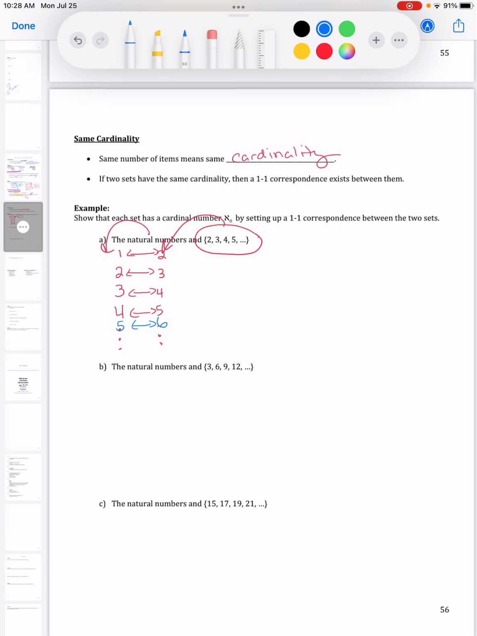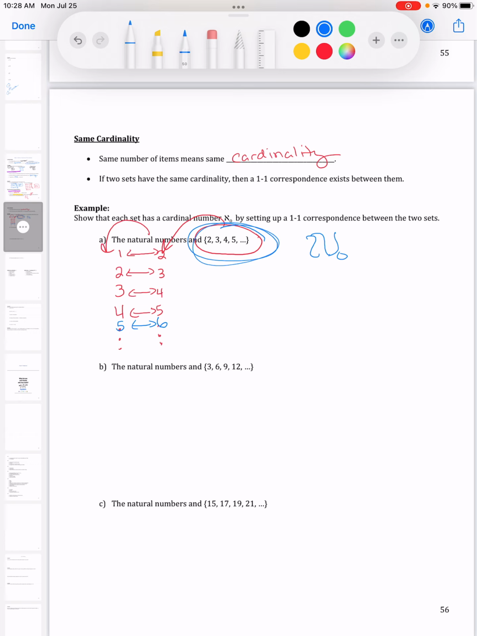So these guys are the same size. This set is also Aleph null. Its size is Aleph null. Again, you might be thinking, but it doesn't have the number 1 in it. It doesn't matter. They are still both infinity. They are still both countably infinite.